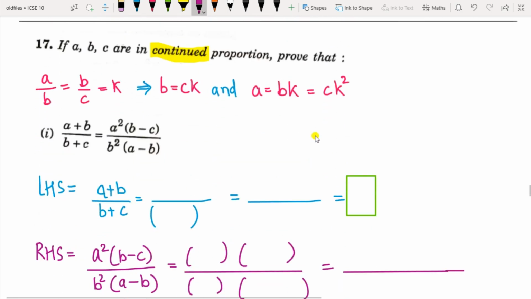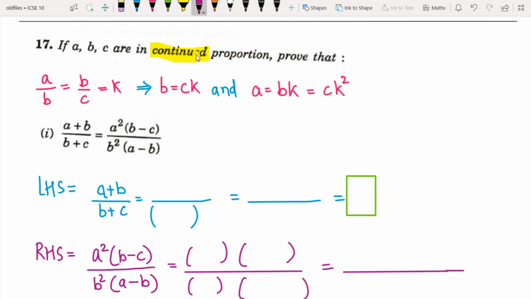From question 17 on, it is given as continued proportion. So if this word is there, then you have to write the fraction as a upon b is equal to b upon c, that will be equal to k. Okay, so this is called continued proportion. So we have to read the question properly, whether it is continued proportion or just proportion.